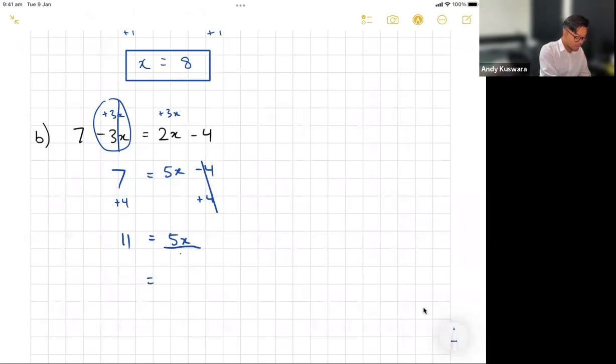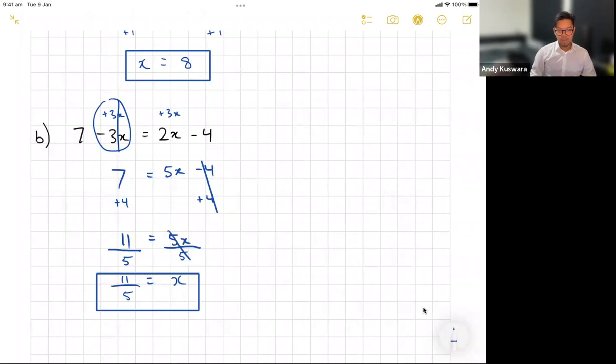I'm going to divide using the fraction kind of thing. So I'm going to cross out that. That leaves me with just a singular x, and then 11 on 5. You can just write that as 11 on 5. Whew. All right, that's it. So if we've got x's on both sides, that's how we deal with it.